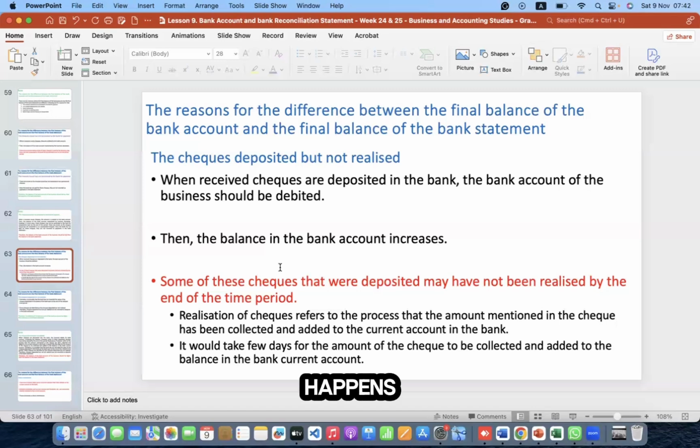When it takes time, what happens is that as soon as I receive the check and deposit it into the bank account, I am debiting my bank account since I received the check. But on a real-time basis, for the bank to realize the check I debited in the bank account, there will be a period of time that is required. This is what we call realization of checks: the process that the amount mentioned in the check has been collected and added to the current account in the bank. That means if the face of the check says, let's say, one lakh.